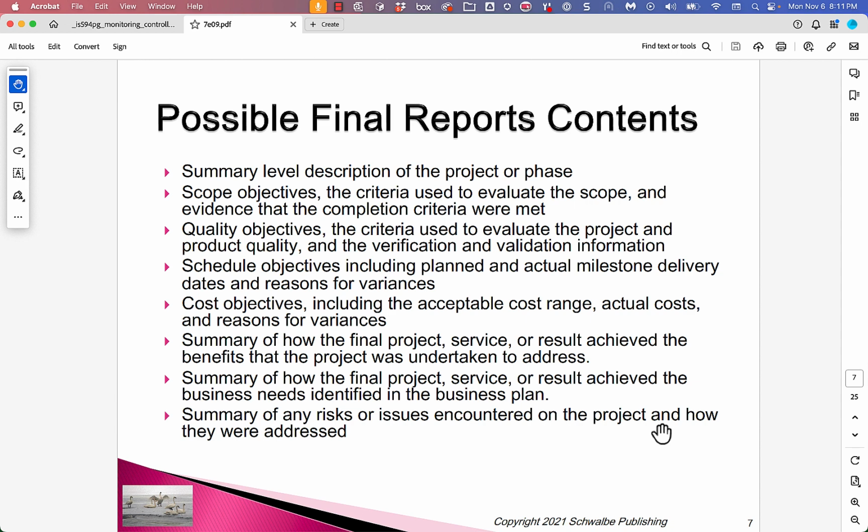Now, here's a problem in that a lot of the benefits of these projects are expected to be realized over time. So I'm not sure that we can really report on that in a historical sense unless we hold this report open for probably too long. Summary of how the final project, service, or result achieved the business needs identified in the business plan. Same thing there. Summary of any risks or issues encountered on the project and how they were addressed. Okay, that sounds good.